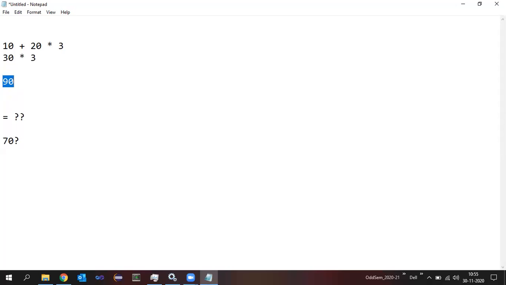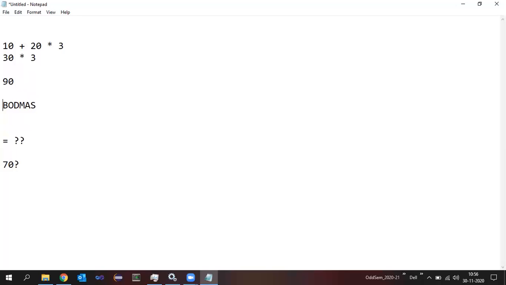So first we have to do the multiplication, then we have to add, according to the BODMAS rule, sir. There is something called the BODMAS rule. Can you tell me what it is? What does BODMAS mean? Brackets of, division, multiplication, addition and subtraction.